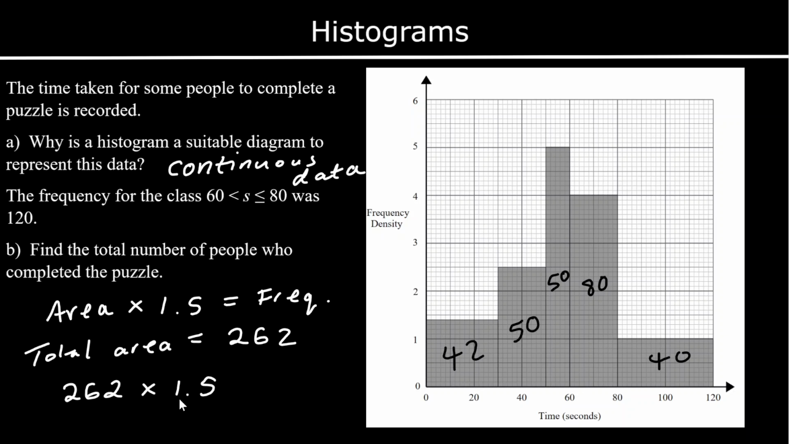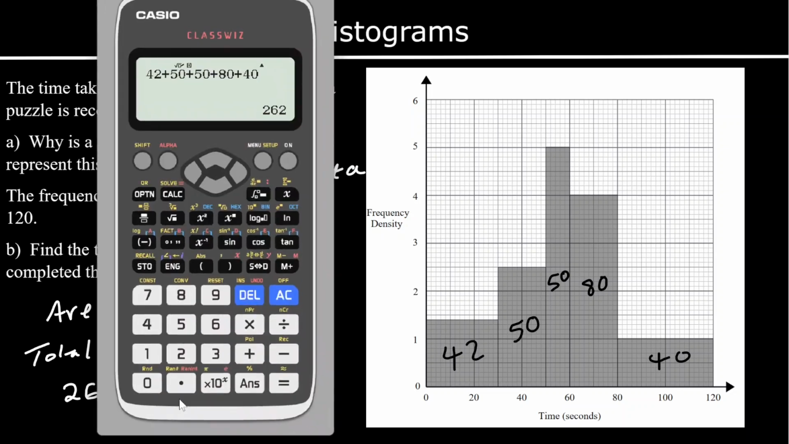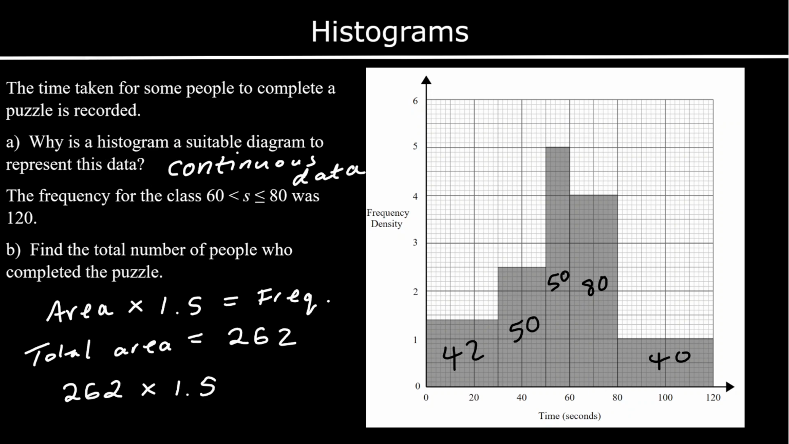So the frequency isn't always going to be equal to the area, but it will always be proportional. We can use a scale factor to go from the area to the frequency. So the scale factor is 1.5. So we're going to times it by 1.5, and we get 393 people.